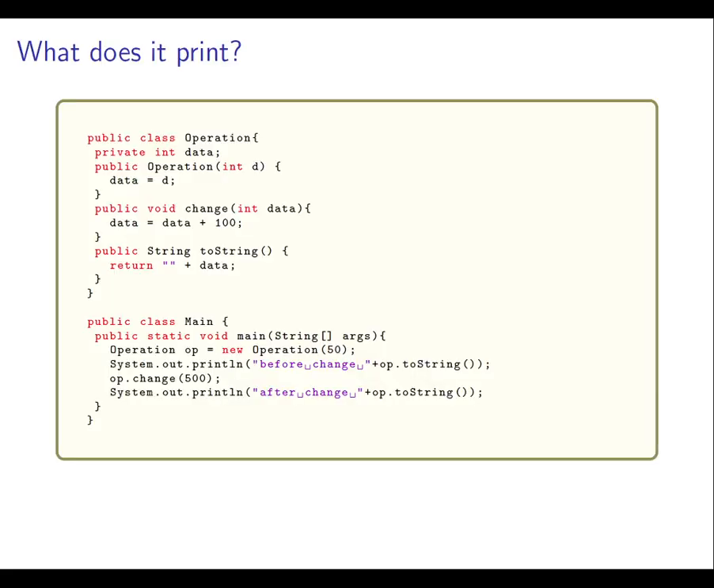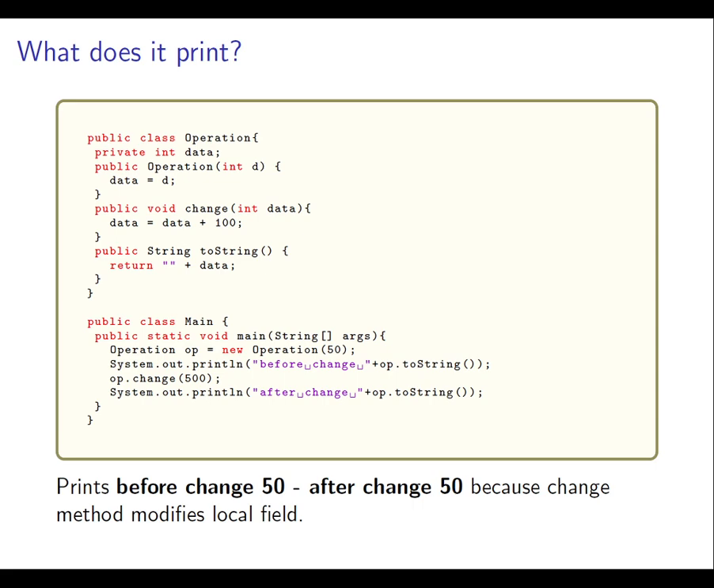Okay, more examples. Back to our slightly weird operation example. Remember this one? What's going on here? Remember before we did get different things before and after the change. Why don't we in this case? Well, let's have a look at this. This is a bit peculiar, isn't it? So we've got our new operation with argument 50, which is going to set the data to be 50, and so when we print it out we indeed get 50.